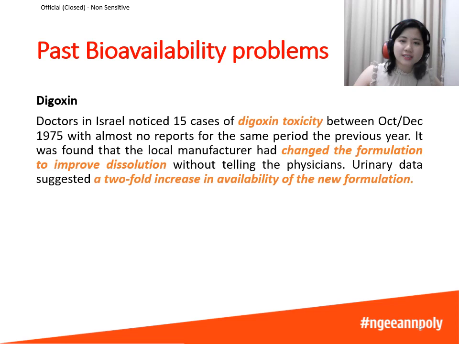Digoxin is a medication used in heart failure. Doctors in Israel noticed 15 cases of digoxin toxicity between October to December 1975. This was unusual since there were almost no reports for the same period the previous year. It was later found that the local manufacturer had changed the formulation to improve dissolution without telling the physicians, and this change resulted in a 2-fold increase in the availability of the new formulation. So essentially, patients were getting 2 times the dose.